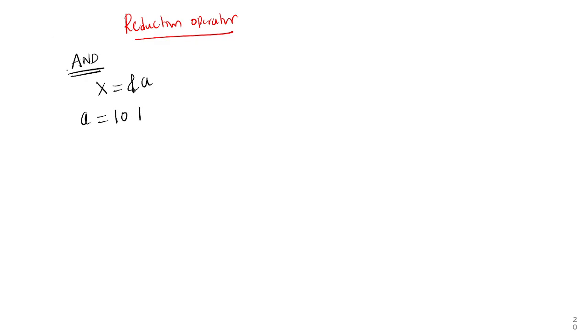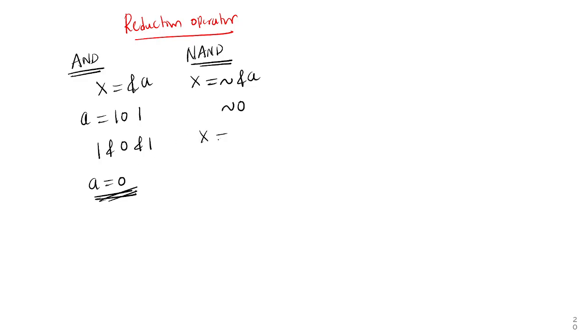This is a unary operator, that means only one operand will be there, and it will do the AND operation of each and every bit. So 1 AND 0 is 0, 0 AND 1 is 0. At last you will get 0. So this is the reduction AND operator. Similarly NAND is there: x equal to NOT of AND of a. First it will do the AND operation, and the output you know is 0, so NOT of 0 gives x equal to 1.